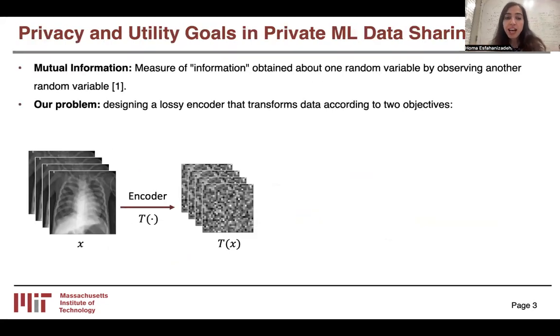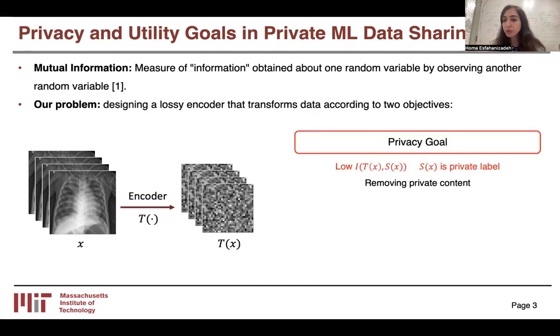To address this challenge, our goal is to give data owners greater control over the content they publicly share. Our approach involves designing a task-specific lossy encoder, and for this, we leverage the notion of mutual information, which is a measure of dependence between two random variables. For designing the task-specific lossy encoder, we have two goals. Privacy goal and utility goal.